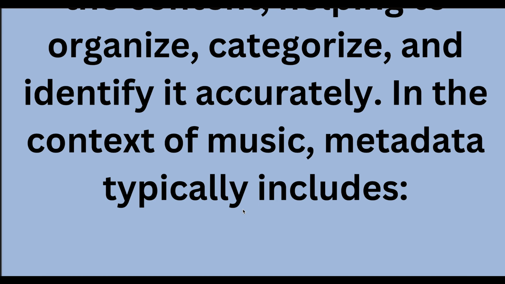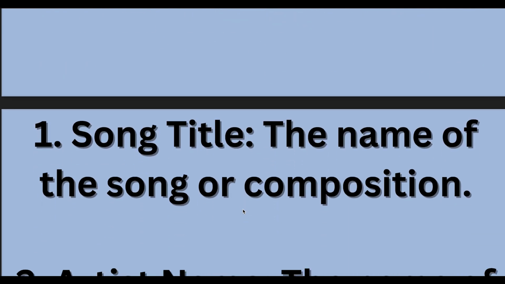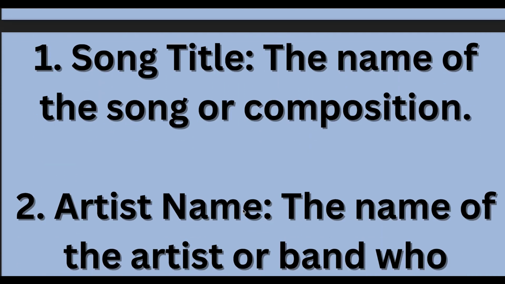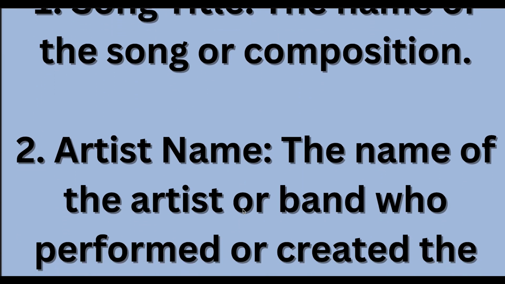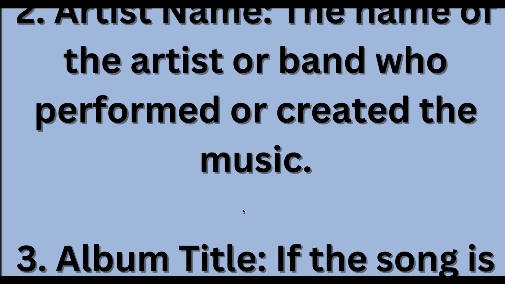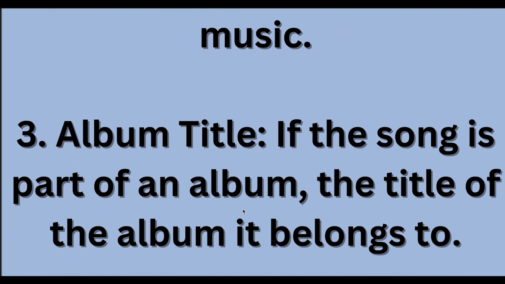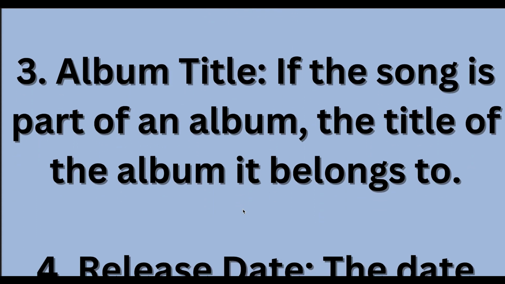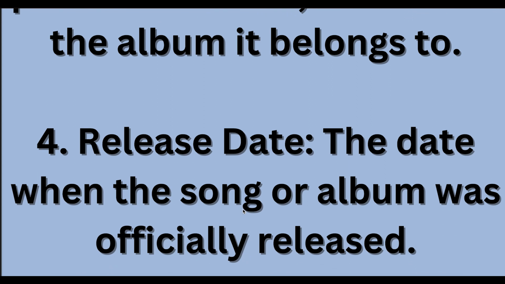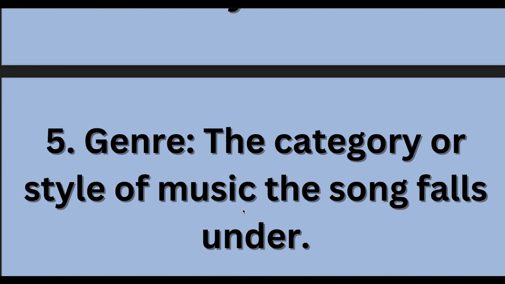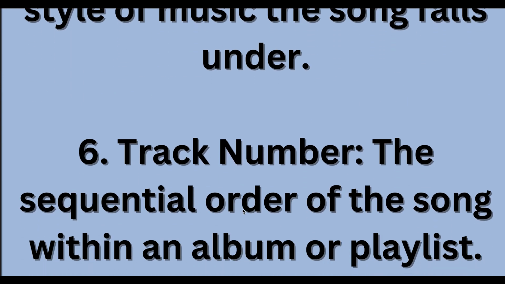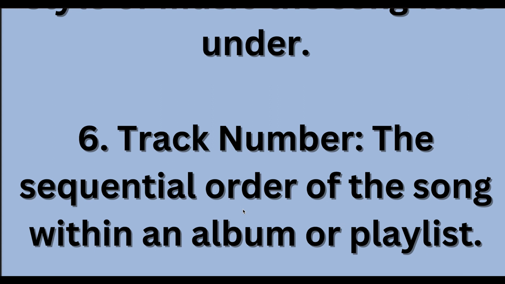In the context of music, metadata typically includes your song title, artist name, every artist that's featured on the song. The album title, if this song is a part of an album, you're going to make sure you put the album title in the metadata. The release date, the genre or genres of music it may fall under. The track number, if this song is part of an album, you want to make sure that you put the track number.